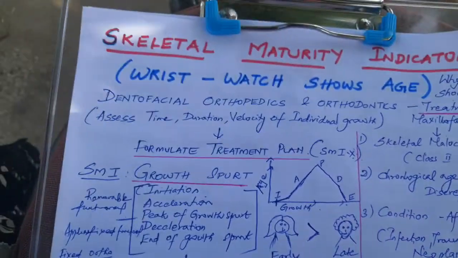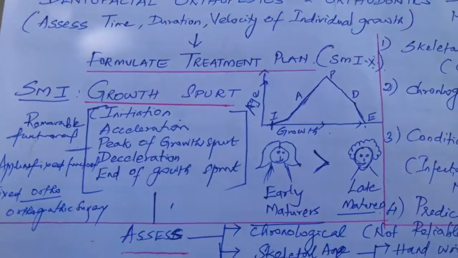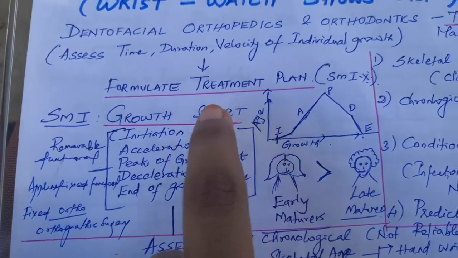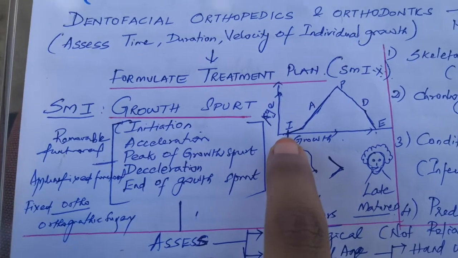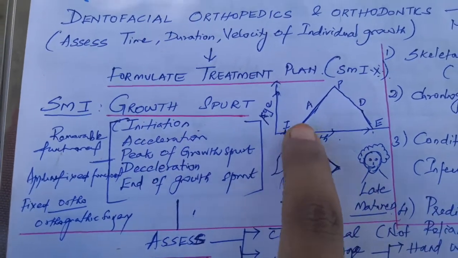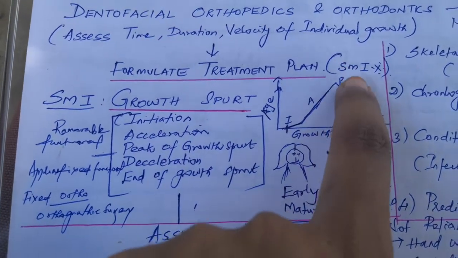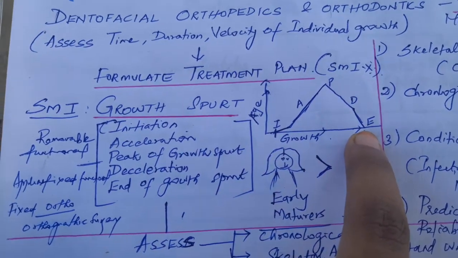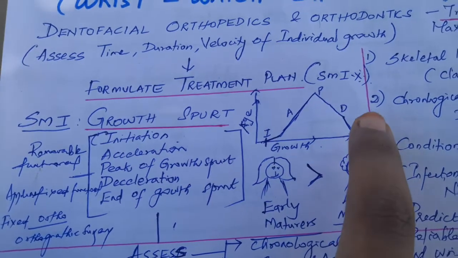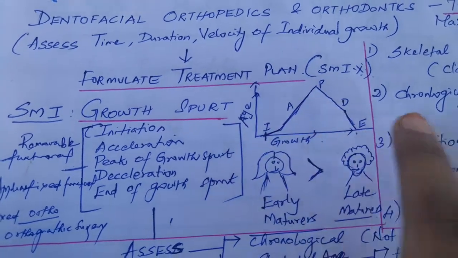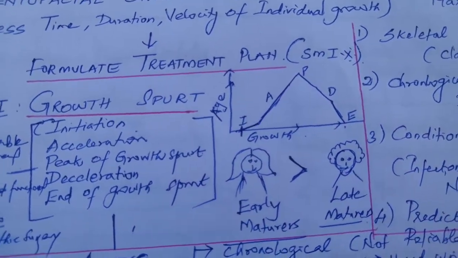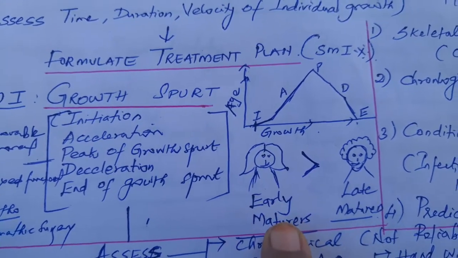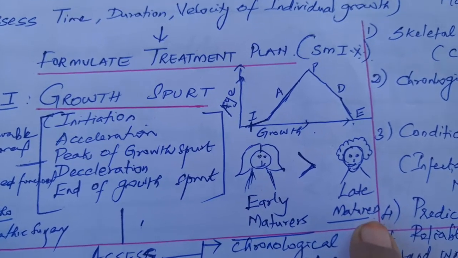So to formulate the proper treatment plan, the growth spurt has to be understood. For any growth, there are stages like initiation, acceleration, a peak, deceleration, and the end of the growth. Normally this pattern will be there for everyone. The only exception is that girls are early maturers and boys are late maturers.